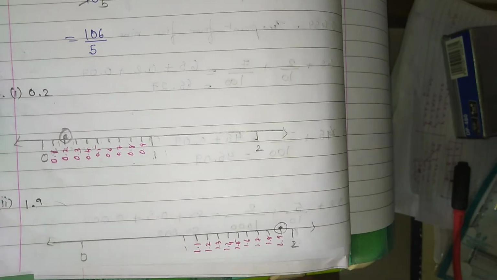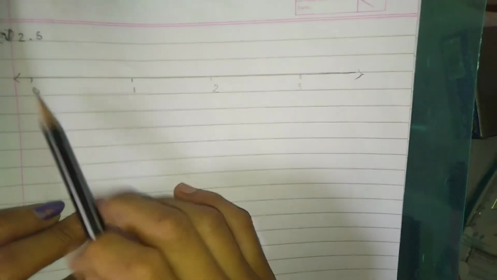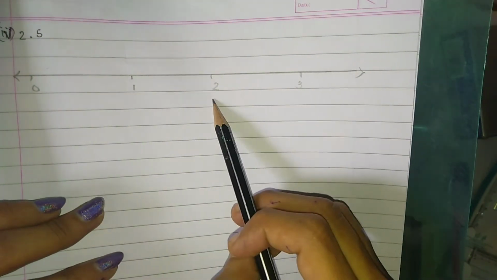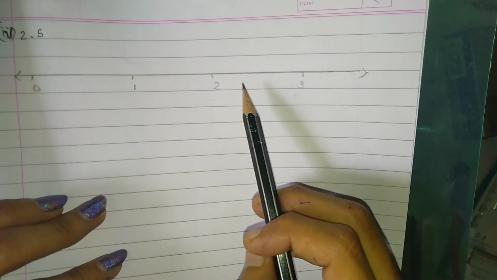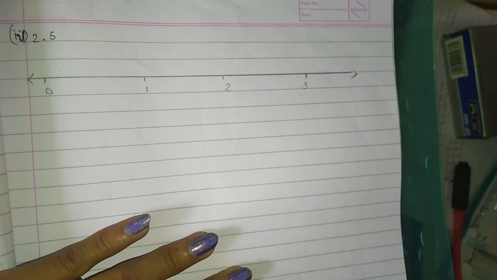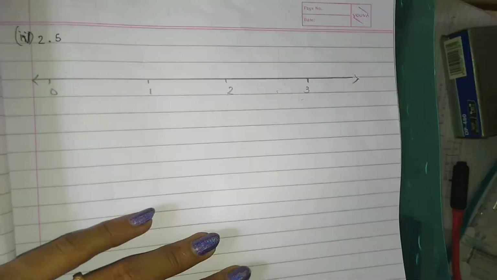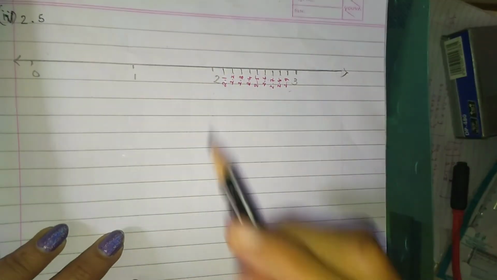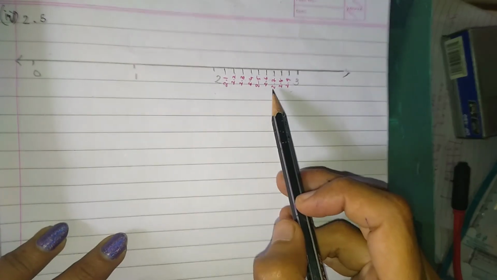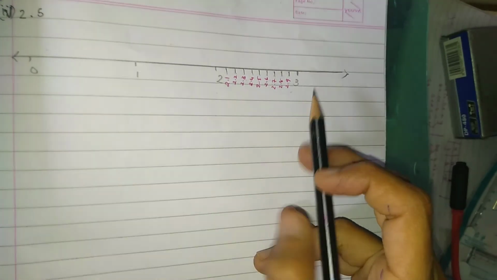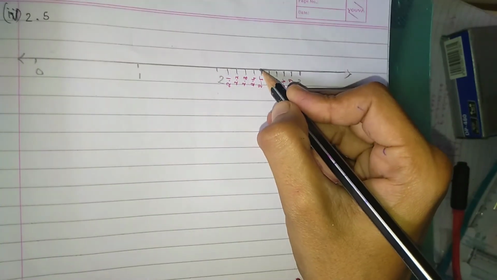Okay, now let us do the fourth one: 2.5. Now 2.5, between which numbers will it come? Between 2 and 3, because after 2 it is there. So we have to separate here into 10 parts. Now between 2 and 3 how many parts are there? 10. So 2.1, 2.2, 2.3, 2.4, 2.5, 2.6, 2.7, 2.8 and 2.9. So which number do we have to indicate? 2.5. So here it is 2.5.